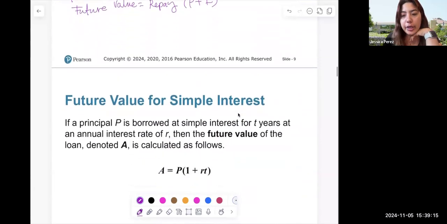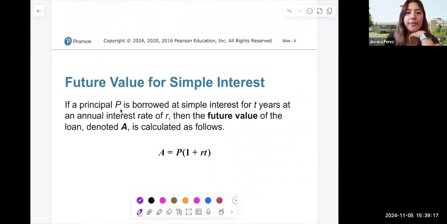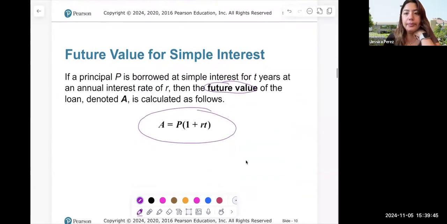Now, if you've borrowed P for T years and you want to calculate just the future value, there's a formula for that, denoted A. The future value A is going to be P, the principal, times 1 plus the rate times the time. So let's write this down. We will need this formula to calculate the future value.